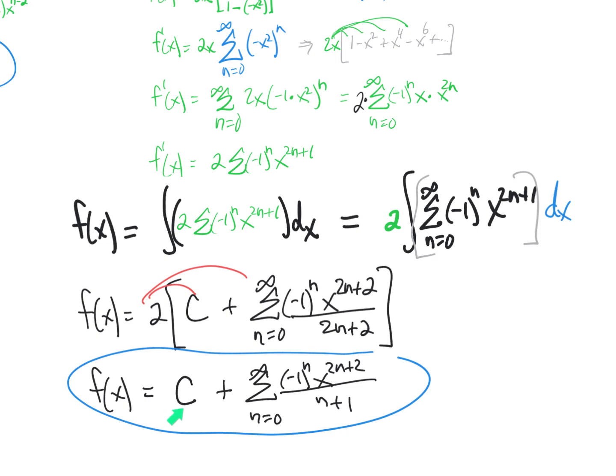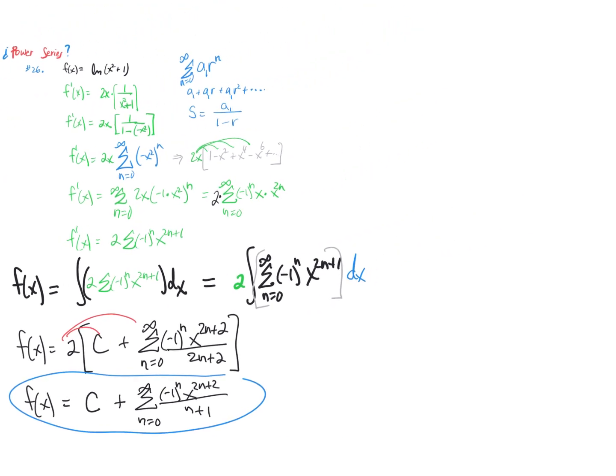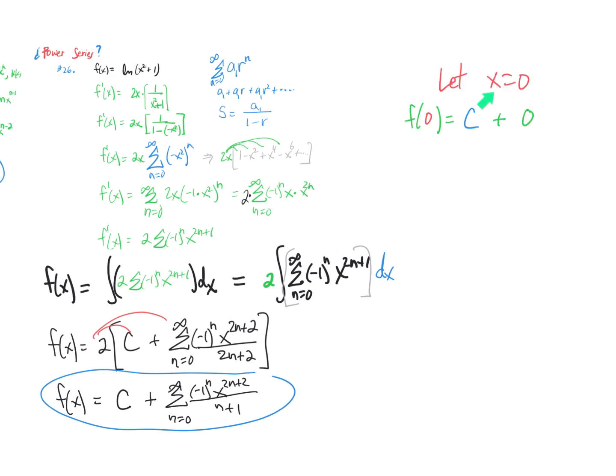Can we find the constant? Yes. If we let x equals 0, then this entire sum is 0, and we just have c equals f of 0. So what is f of 0? The natural log of 0 squared plus 1 is the natural log of 1, which is 0. So 0 equals c plus 0. C is equal to 0. And therefore, our final answer is just that series.